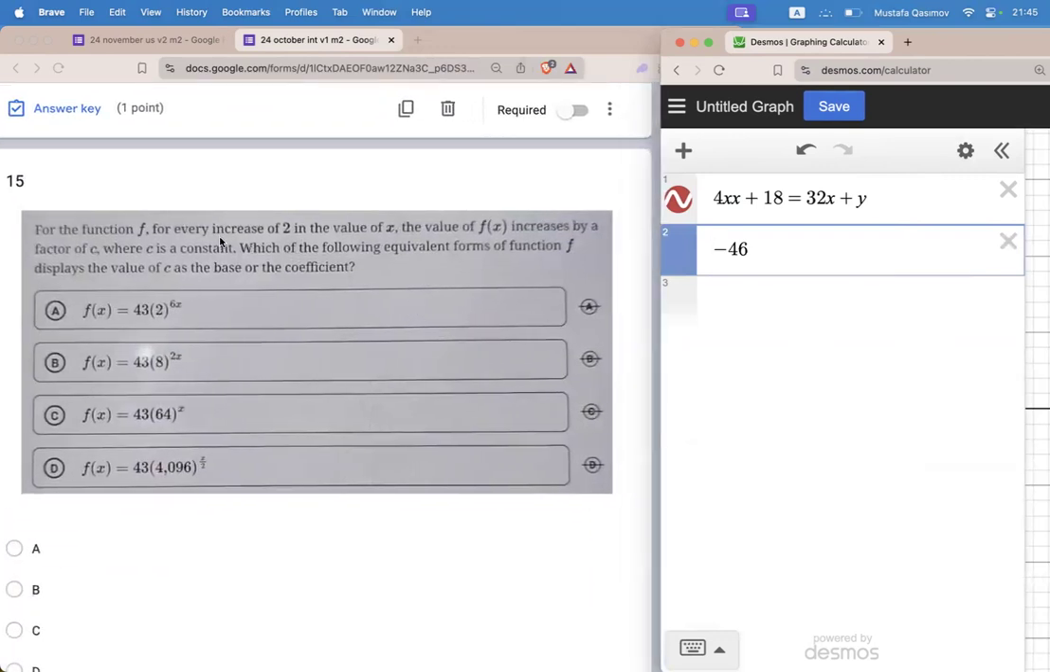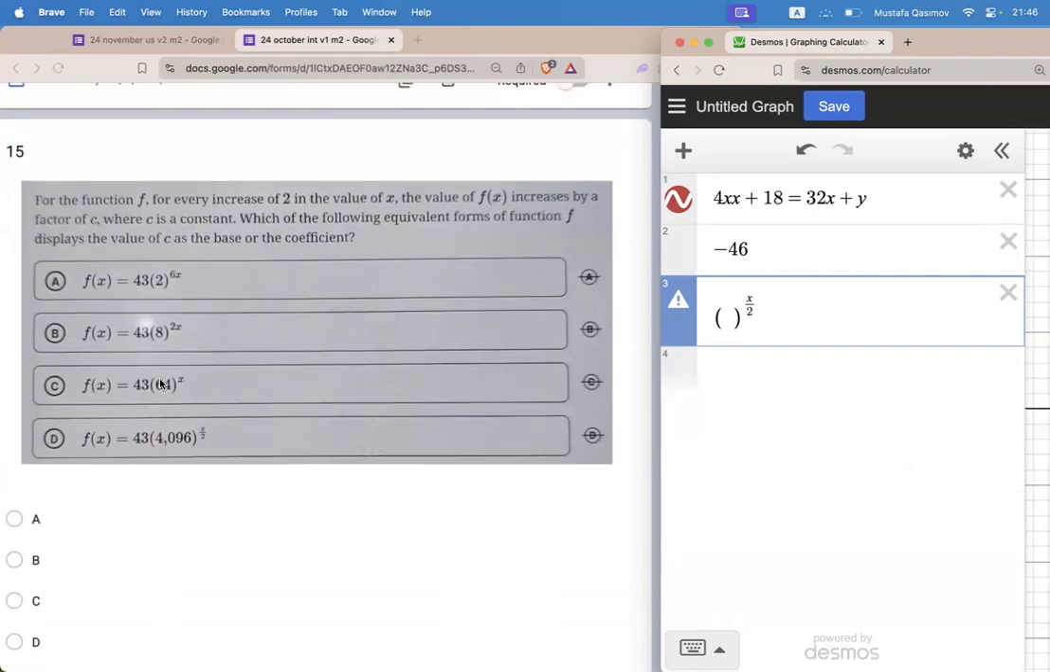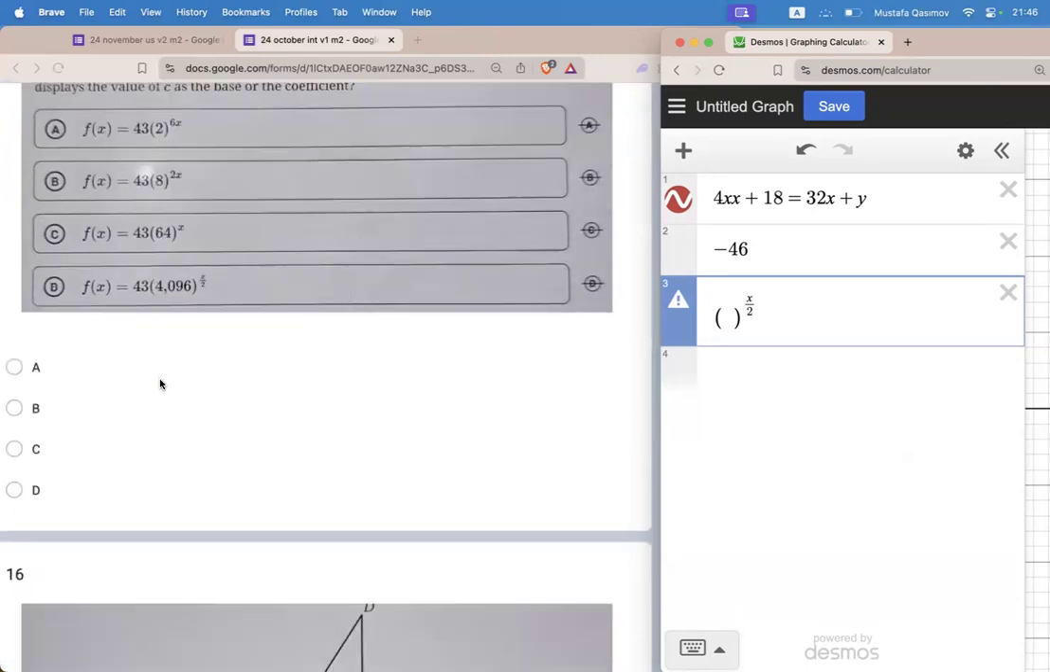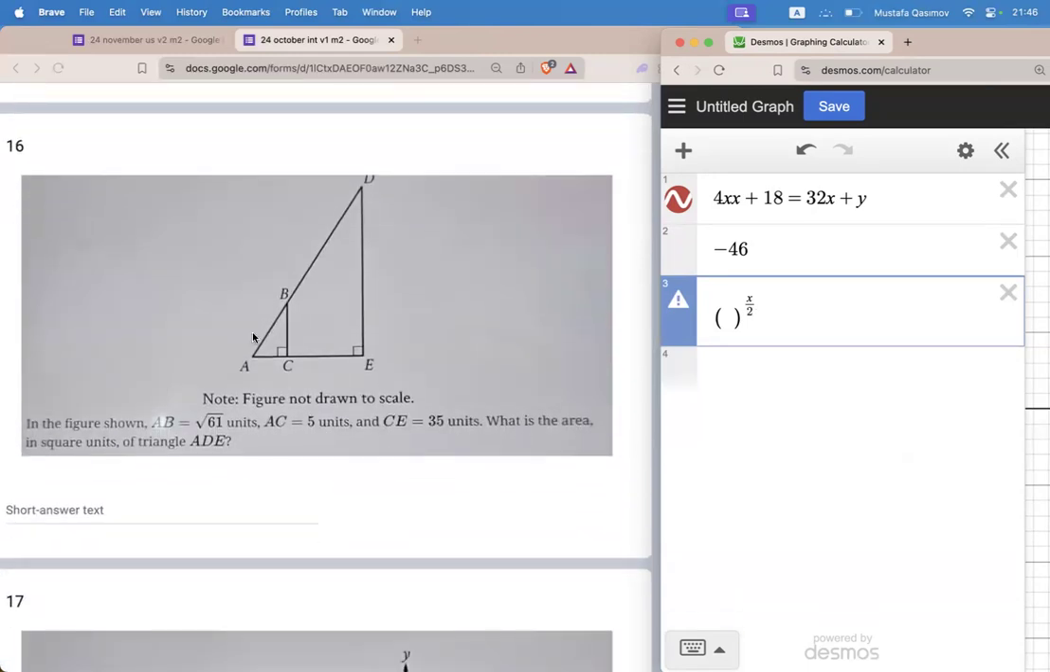15. Because it says every increase of 2, we look at this type of question a lot of times. When it says every increase of 2, it has to be x over 2, right? So the answer is D here. Any question? No. So if it says every increase of 0.5, it will be B. Every increase of 10, it will be x over 10. Okay.